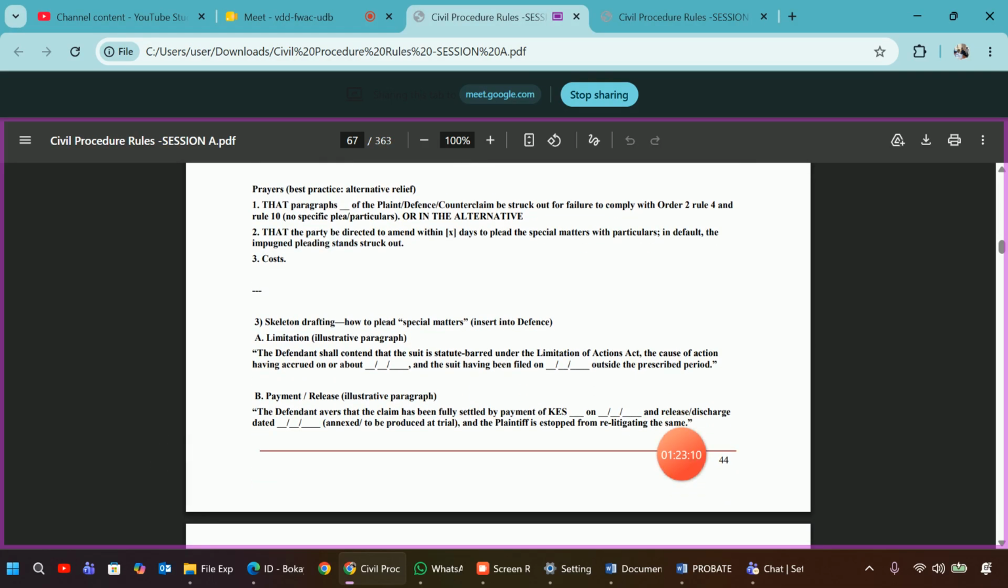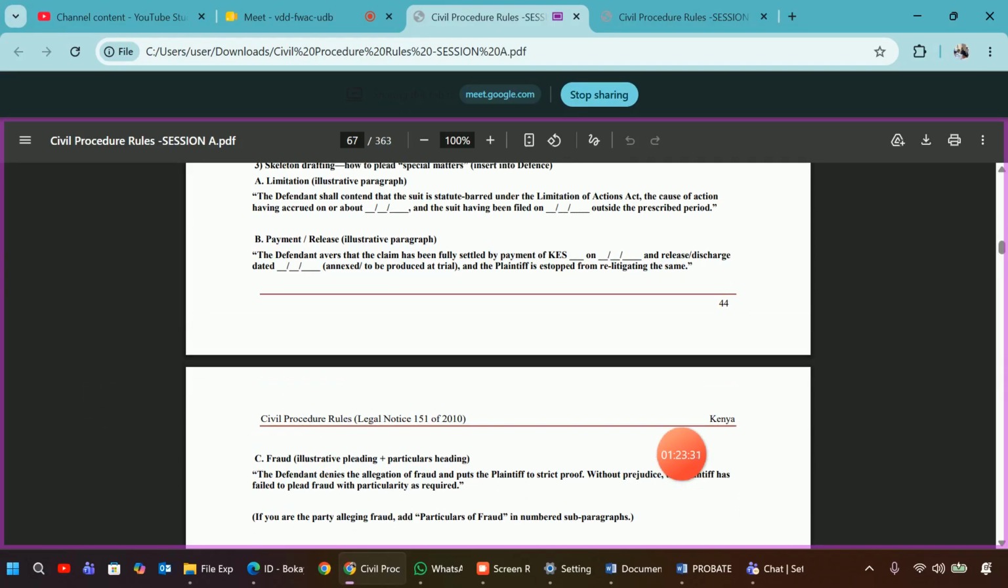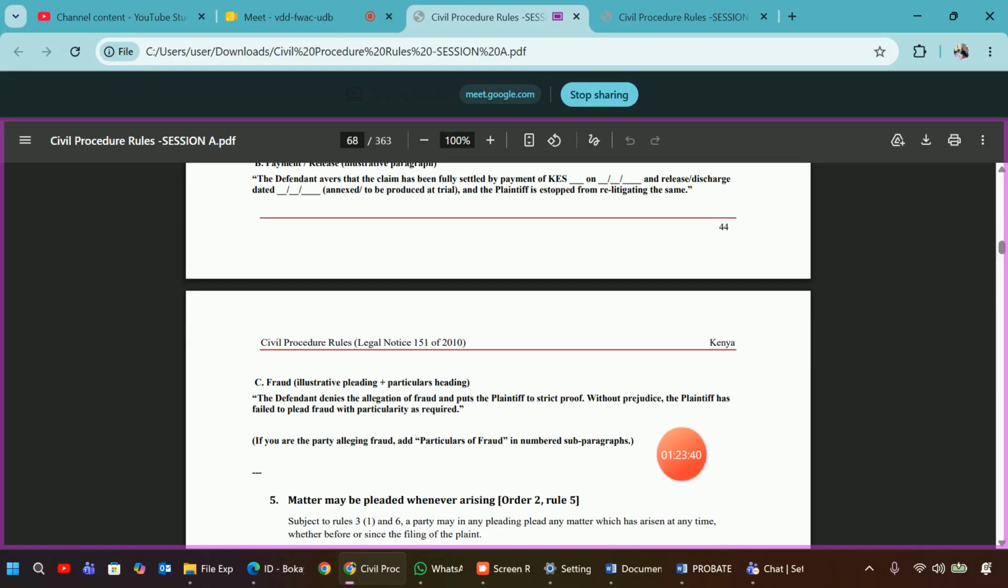How do you plead special matters to avoid such applications from the defendant? Where you want to plead limitation, the defendant shall contend that the suit is statute barred under the Limitation of Actions Act, the cause of action having accrued on or about a given date and the suit having been filed on this date. When it comes to payment and you want to show proof of the same, the defendant affirms that the claim has been fully settled by payment of this sum and a release discharge dated this date is annexed. Where you want to plead fraud, the defendant denies the allegation of fraud and puts the plaintiff to strict proof. Without prejudice, the plaintiff has failed to plead fraud with particularity as required.